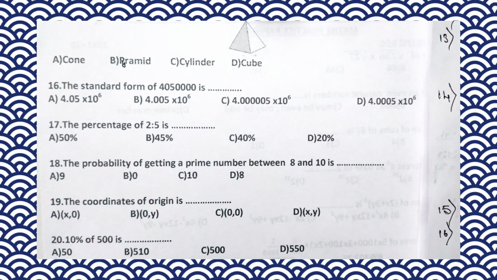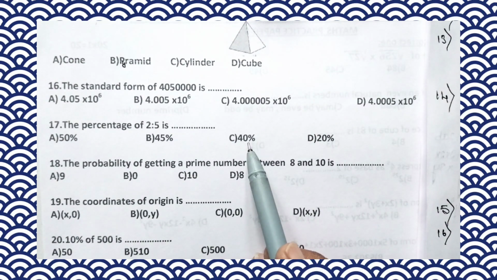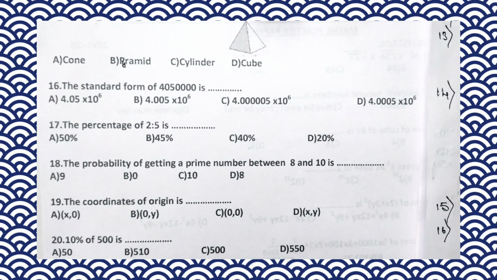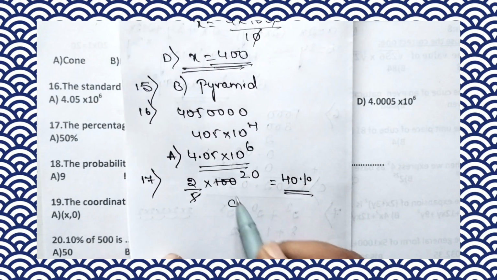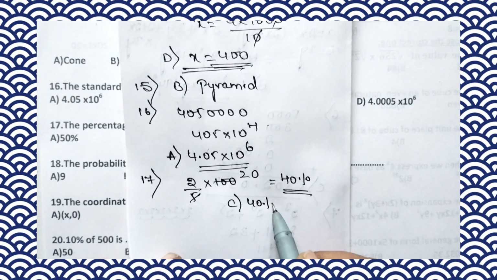40% is there in the options, so option C. Option C, 40% is the right answer. So for the 17th question, option C, 40% is the right answer.